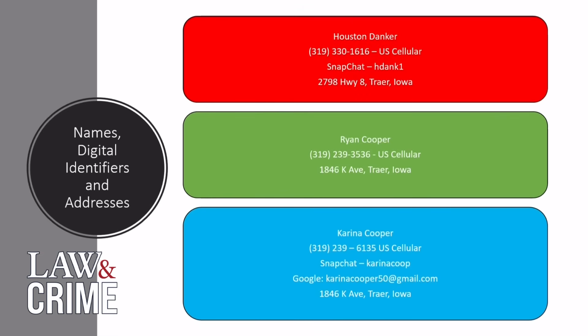All right, what are we seeing here? So this is just to give you a reminder or cue. When you see mapping for Houston Danker for his cell phone number or Snapchat, it's going to be red. When you see mapping information for Ryan Cooper, we are just using his cell phone in this, it's going to be green. And then when you see mapping information or visual depiction of records from Karina Cooper, it's going to be blue for US Cellular, Snapchat, and then there's some Google information.